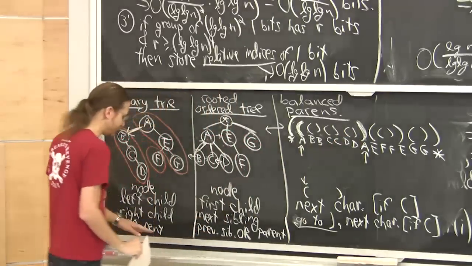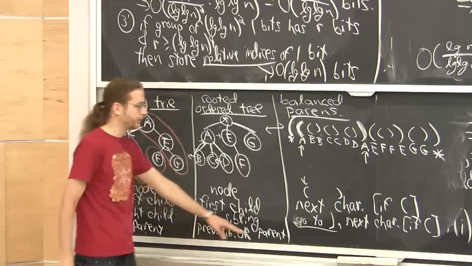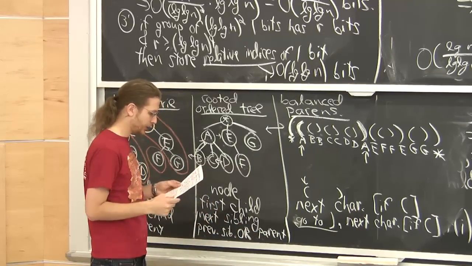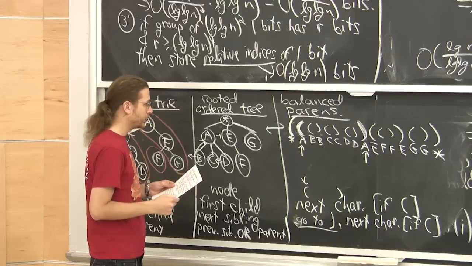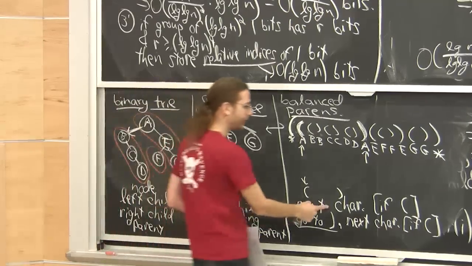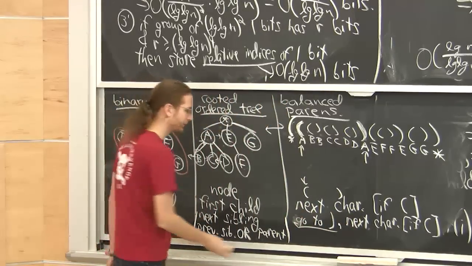Okay, last operation is parent over here, which corresponds to previous sibling, or parent over here, which corresponds to, there are two cases. We want to move backwards, so here we're always ending with next character. So the first thing we do is go to the previous character.